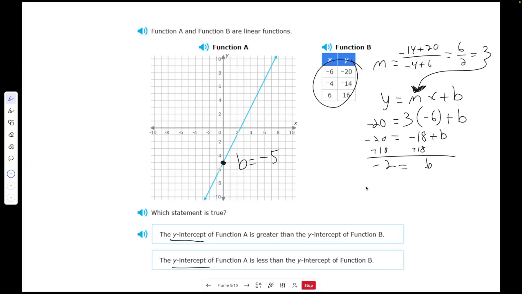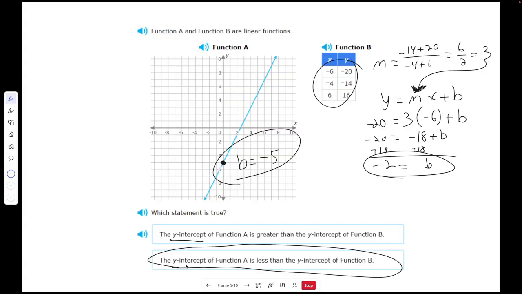So the y-intercept of function A is smaller, right? Negative 5 is smaller than negative 2. And so here we go.